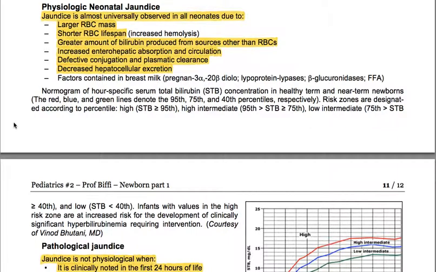Physiologic neonatal jaundice. Jaundice is almost universally observed in all neonates due to larger red blood cell mass, shorter red blood cell lifespan, so increased hemolysis, greater amount of bilirubin produced from sources other than red blood cells, increased enterohepatic absorption and circulation, defective conjugation and plasmatic clearance, and decreased hepatocellular excretion.